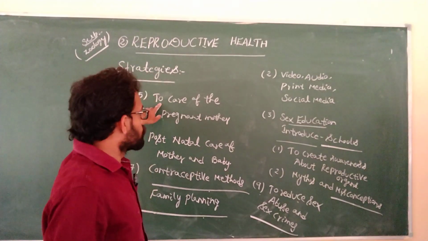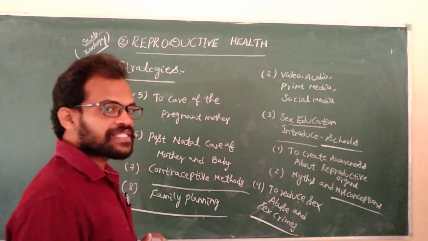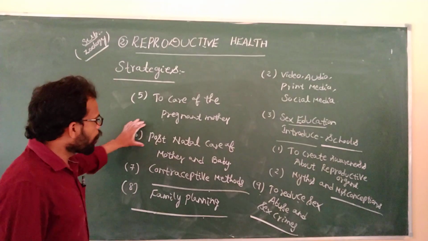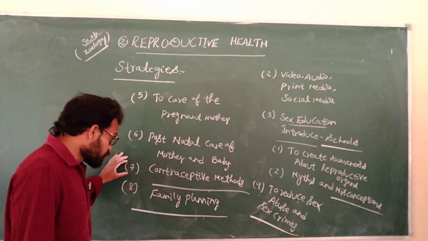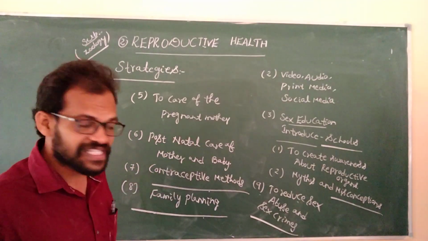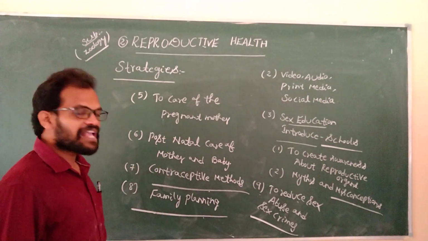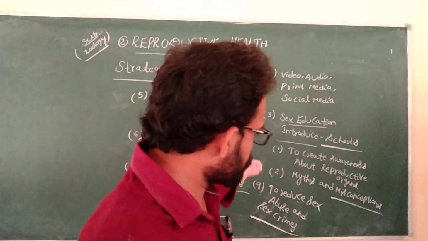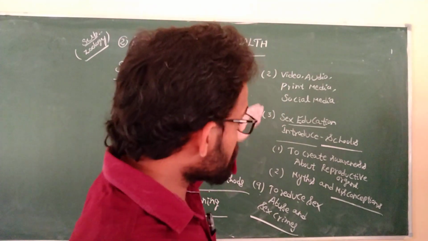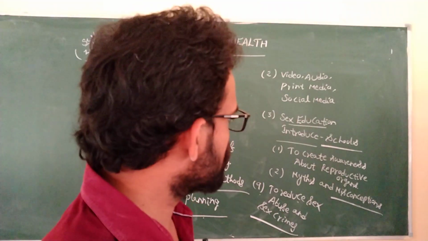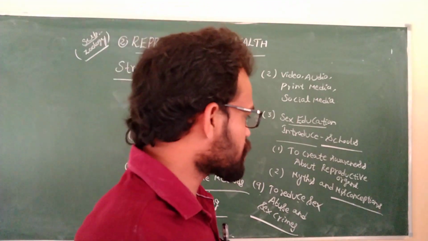Strategies. What is the first strategy? To care for the pregnant mother. After that, postnatal care of the mother and baby. To create awareness about the contraceptive methods. To create awareness about family planning. To reduce sex abuse and sex crimes. To introduce sex education into the schools. To create awareness about the reproductive organs.